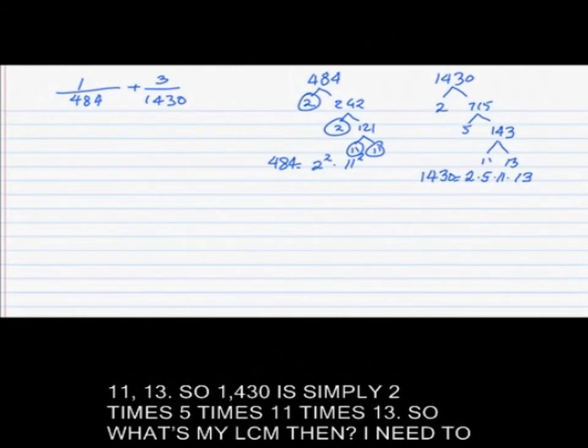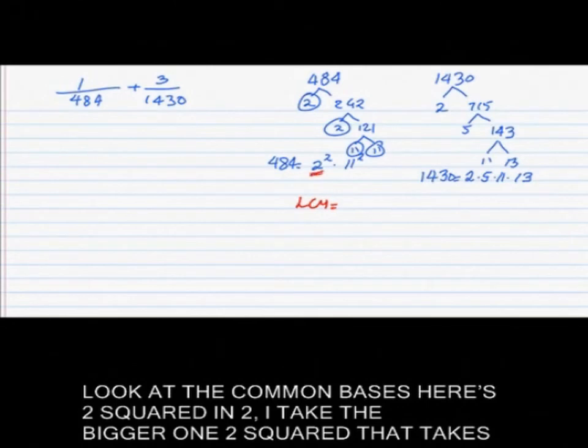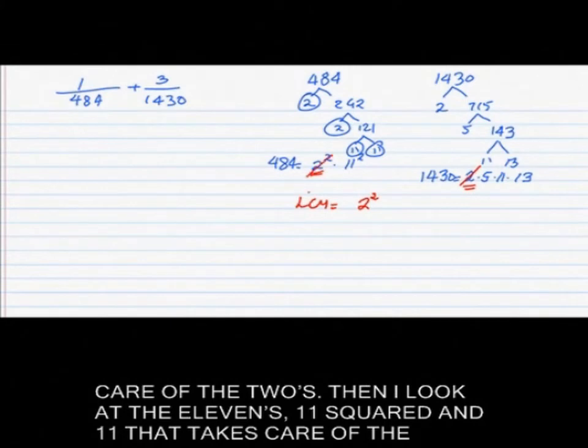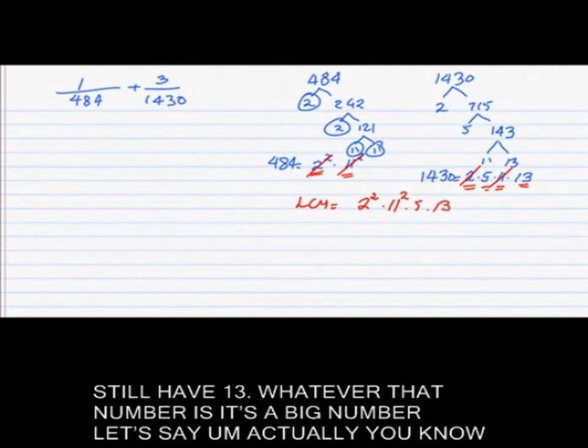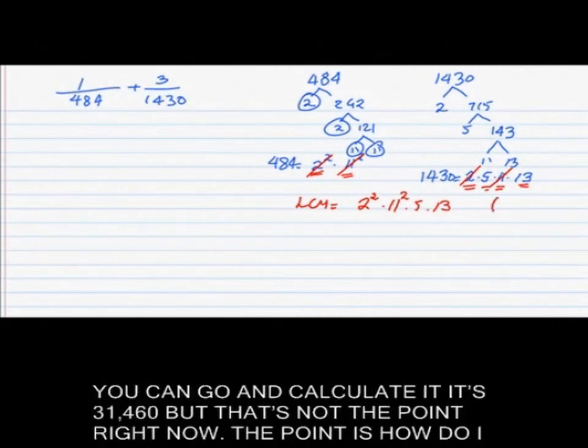So what's my LCM then? I need to look at the common bases. Here's 2 squared and 2. I take the bigger one, 2 squared. That takes care of the 2's. Then I look at the 11's. 11 squared and 11. If I take the higher exponent, that takes care of that. But I still have 5 and I still have 13. Whatever that number is, it's a big number. Actually, you can go and calculate it. It's 31,460, but that's not the point right now.